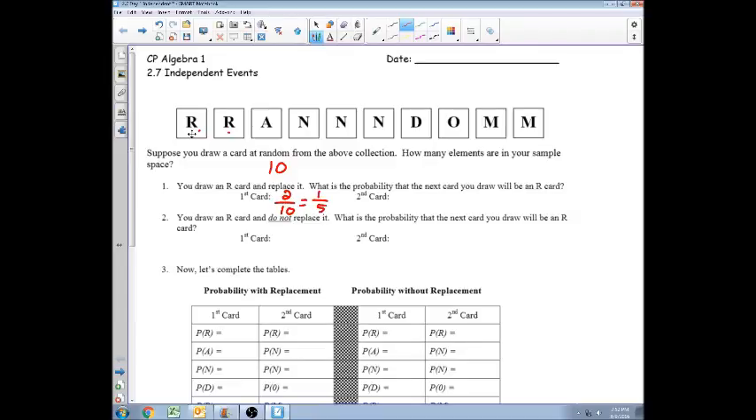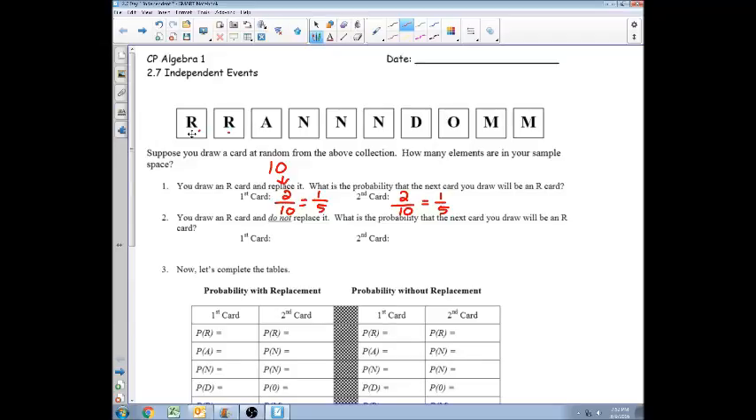Now, it said that we can replace this card. So after I have drawn it, I'm going to put it back in the deck. And so the probability that the second card will also be an R card is going to be exactly the same, since the 2 R cards are back in, and we still have 10 cards total. So it'd be 2 over 10 is equal to 1 over 5. My probability would be 1 over 5 for both those events happening.